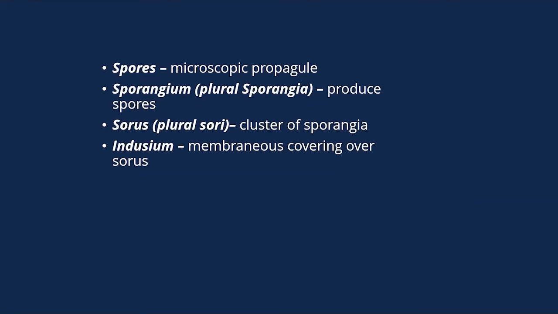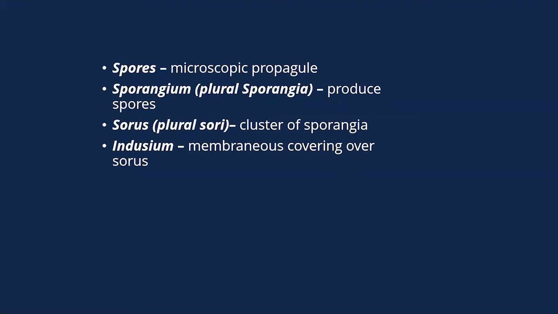The kind of engine that produces those spores, that's called a sporangium. And so those are usually really tiny. They might be spherical. They may be on a stalk, but they're very, very small. And so the sporangia, which is plural for sporangium, those are the factory that produces the spores. When you have a cluster of sporangia together, that's called a sorus. And so plural is sori.